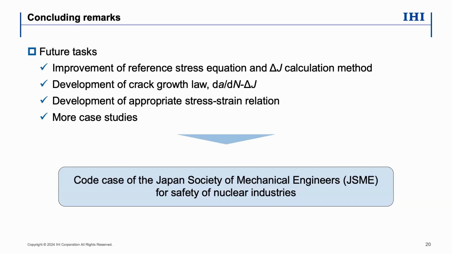So there is still room for improvement, but considering the simplicity that this method does not require the finite element method, we have future tasks: to improve the reference stress equation and delta J calculation method, the development of the crack growth law, da/dN and delta J, the development of an appropriate stress strain curve, and more case studies. And our final goal is to publish a code case of the Japan Society of Mechanical Engineers for the nuclear safety industries.